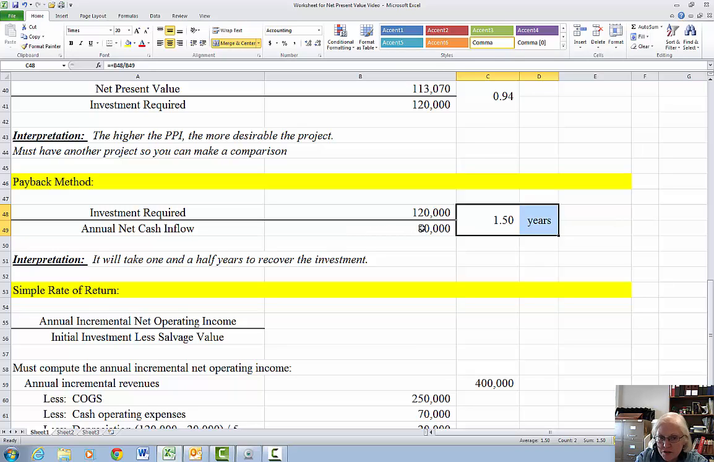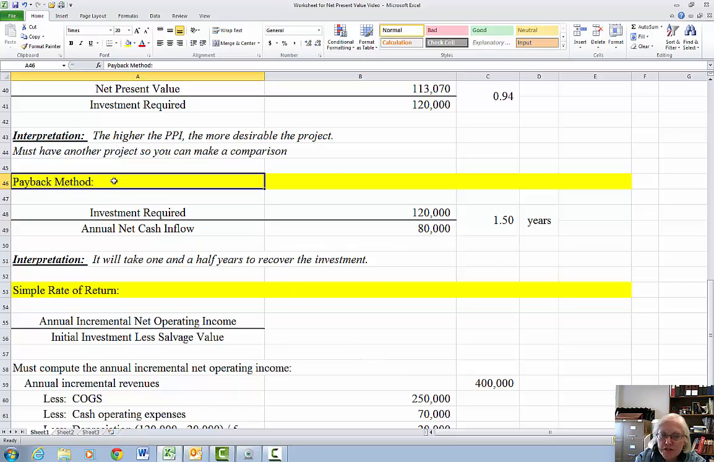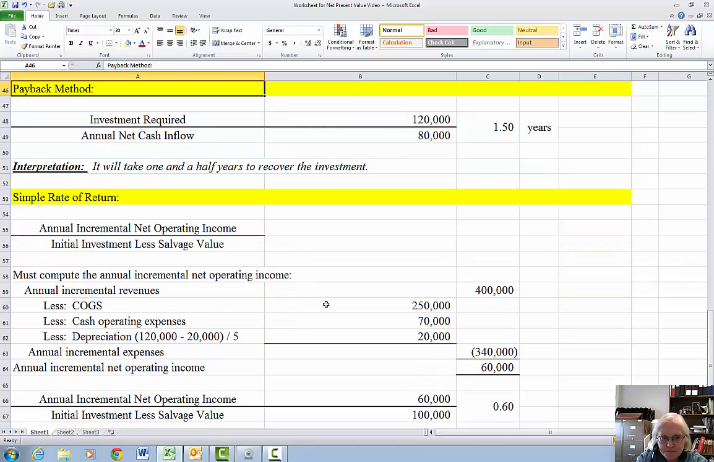Another way you can do it is, if the cash inflows are different every year, then you have to come up with a different way to work the payback. And you're going to have to actually figure out how long it takes to recover your money. And it does not use any kind of discounting. So that's one of the drawbacks to the payback method.